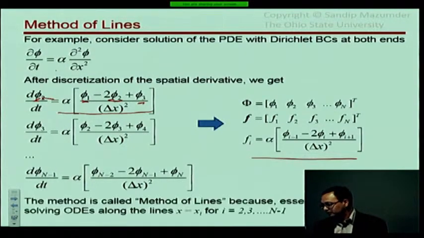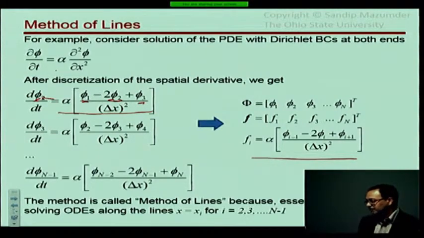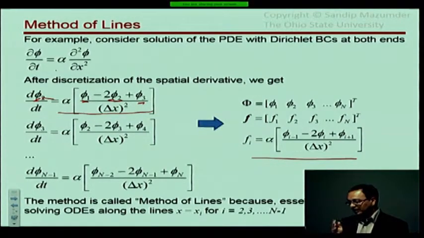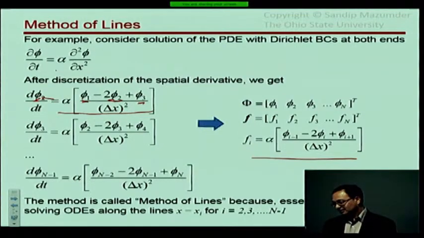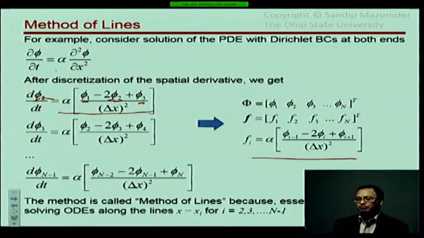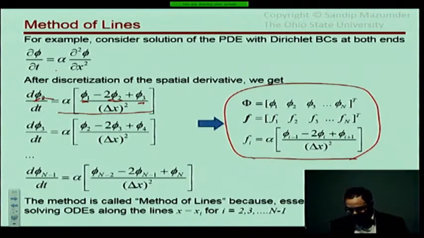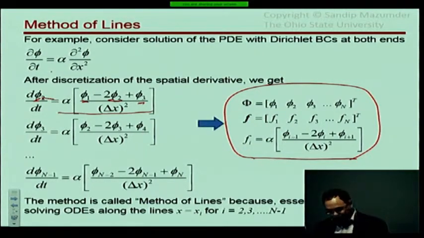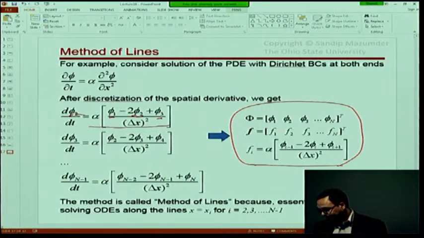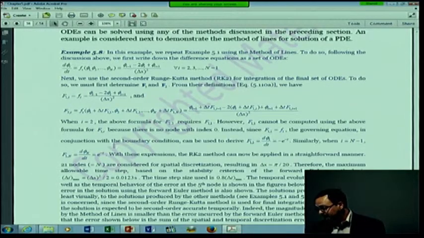The method is called method of lines because essentially we are solving ODEs along lines x equal to xi. In this case, this is a one-dimensional problem, so basically the line reduces to just one point. But in general, you would actually do it along these lines. So that's why it's called the method of lines, and this is the basic idea, that you convert a PDE to a set of ODEs and then go on to solve it. I'll show you an example of what happens when you actually implement this. Let me just make this bigger.